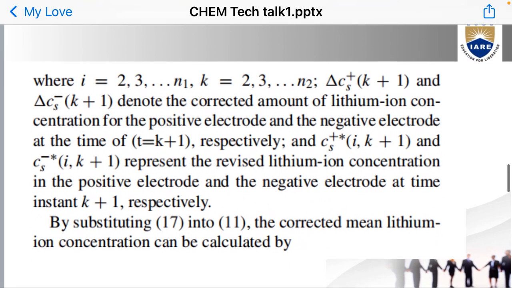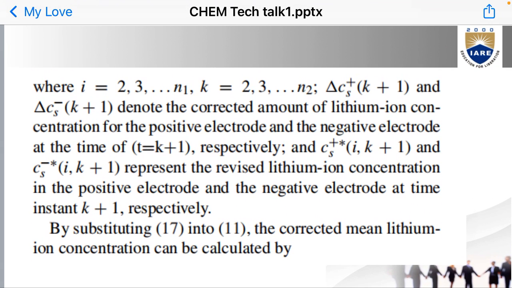where i equals 2, 3 up to n1, k equals 2, 3 up to n2. Δcs plus k plus 1 and Δcs minus k plus 1 denote the corrected amount of lithium ion concentration of the positive electrode and the negative electrode at the time t equals k plus 1 respectively, and represent the revised lithium ion concentration in the positive electrode and the negative electrode at the instant k plus 1 respectively.